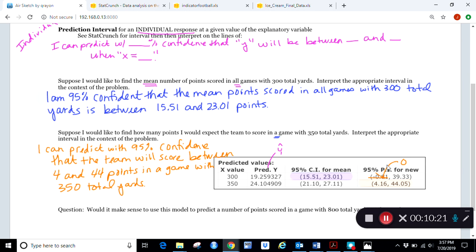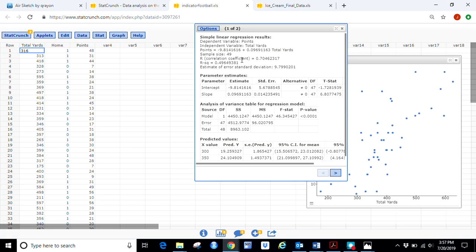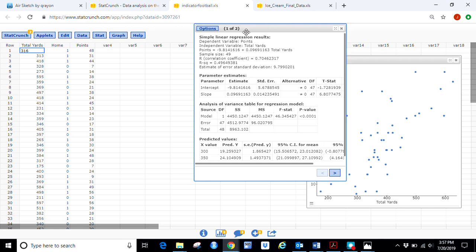So when should I actually not interpret one of these intervals? Well, that's where we want to talk about what numbers would make sense for total yards in a game. So let's look at this through this last question. Would it make sense to use this model to predict a number of points scored in a game with 800 total yards? Why or why not? Or in a sense, I'm looking at taking my equation here, and could I plug in 800? Well, could you have 800 total yards in a game? I mean, it's possible. It's probably not very likely to happen, but it's possible. And I would get a positive number, so it would seem like maybe I could plug it in.